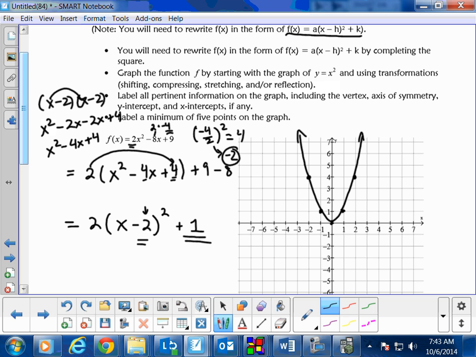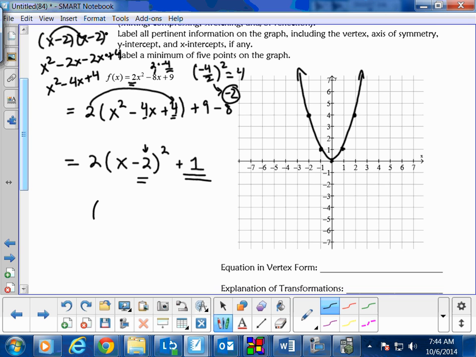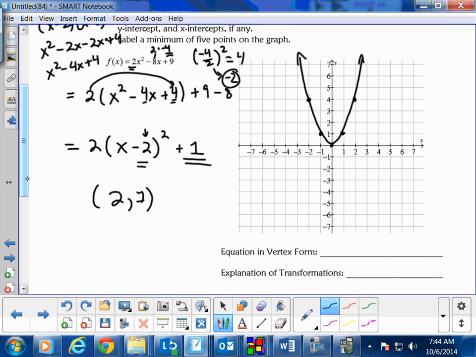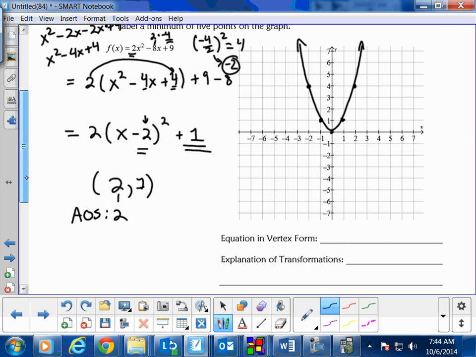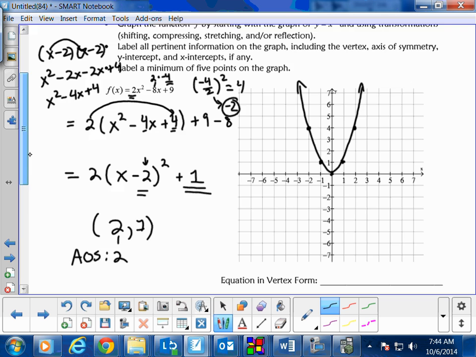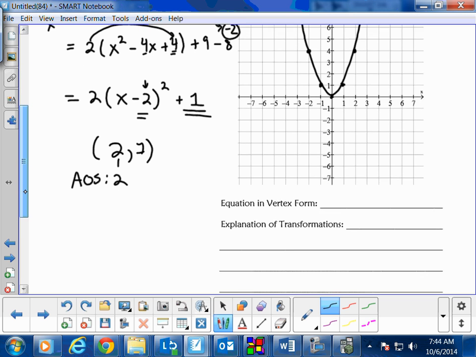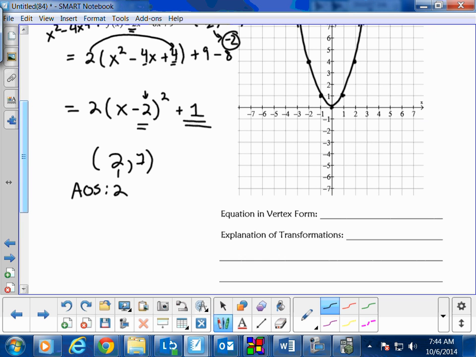So like in this case, this one's going to have a new vertex. It's going to be 2, 1. That's one thing that occurs with that. The axis of symmetry is 2, and that came from here. And then also, let's see, the last place is the equation in vertex form. It wants us to write it here. So: x minus 2 squared plus 1.